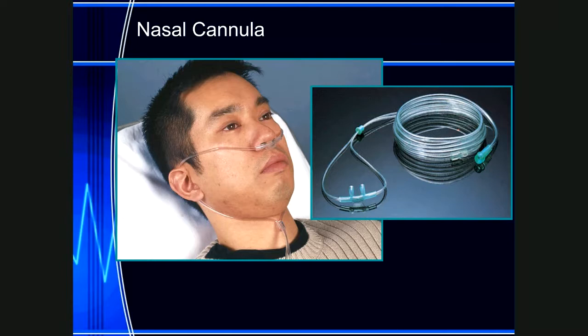It can go up to 6, but the problem is 6 liters a minute through the nose, because the nasal cannula goes in the nose, will dry out the nasal passages and become very painful to the patient. So we stay between 2 and 4 liters a minute with the nasal cannula.